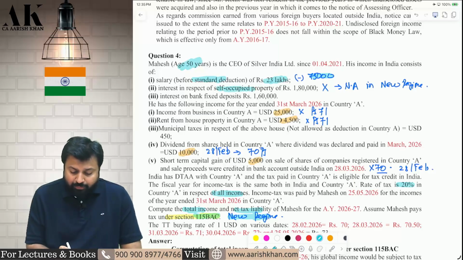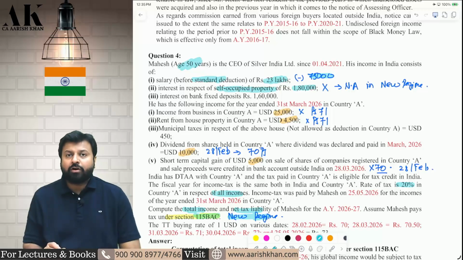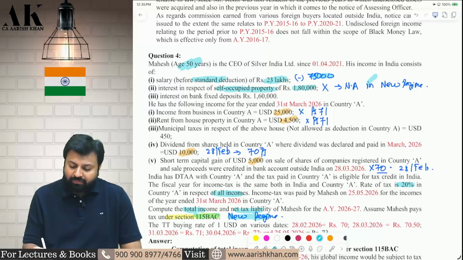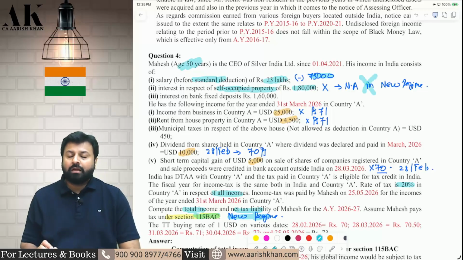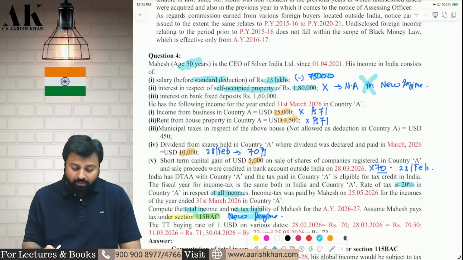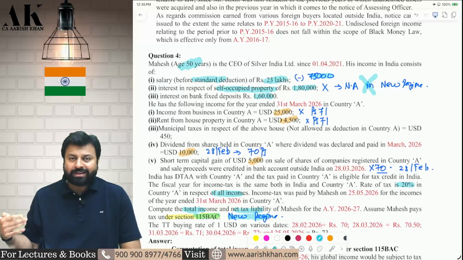Next, self-occupied property. Self-occupied property interest is not allowed under 115BAA. Under 115BAC, it is also not allowed. In the new regime, self-occupied interest is not allowed. Then, fixed deposit interest you can claim under IFRS.